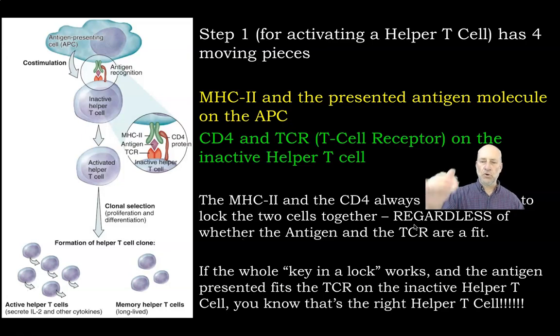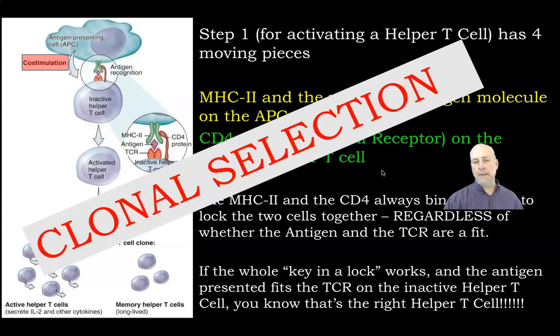Rather than the cells randomly going all over the place looking for each other, that APC is going to present the antigen and say to the inactive helper T cell, hey, is this what you were looking for? And that's that whole lock and key. And if it is a match between the antigen and the TCR, then boom, you know you have the right helper T cell. Throw in a little co-stimulation, and you know it's time to clonally select and blow those few hundred or 1,000 copies of that inactive helper T cell that has the perfect TCR to bind the antigen from 1,000 to 1,000,000,000 as fast as possible, because the clock is ticking and you may be dying. So let's get them cranked up, right? And that's what that clonal selection is.